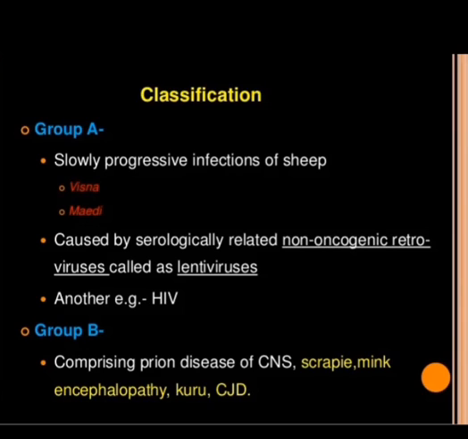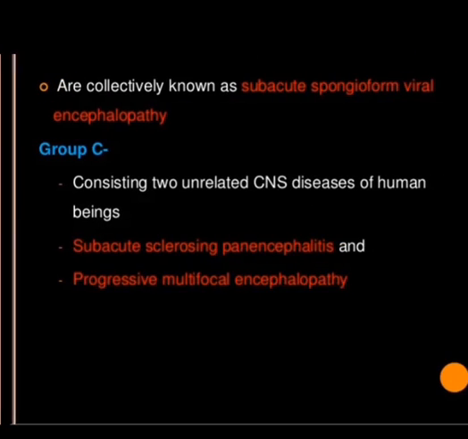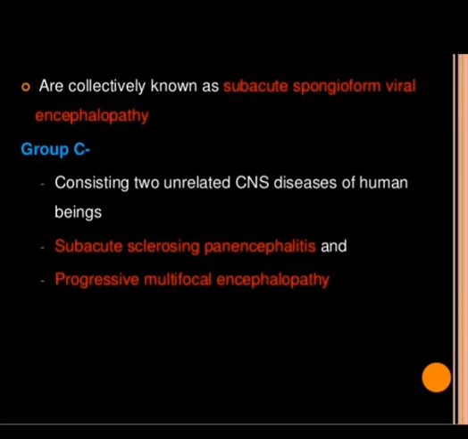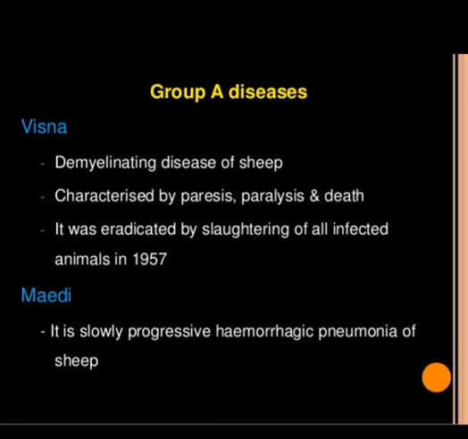Group B comprises prion diseases of the CNS: scrapie, mink encephalopathy, kuru and CJD. They are collectively known as subacute spongiform viral encephalopathy. Group C consists of two unrelated CNS diseases of human beings: subacute sclerosing panencephalitis and progressive multifocal leukoencephalopathy.